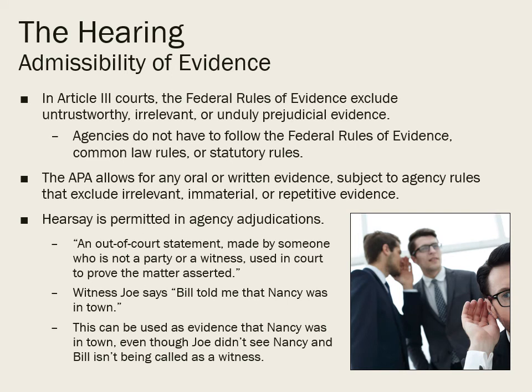In an Article III court trial, the federal rules of evidence prohibit the introduction of untrustworthy evidence, irrelevant evidence, or unduly prejudicial evidence. But agencies don't have to follow the federal rules of evidence for the most part, and instead, they can listen to or review any oral or written evidence subject to a handful of rules that do prohibit irrelevant or excessively repetitive evidence. One of the historic differences between agency adjudications and Article III court trials is that hearsay is permitted in agency adjudications, but not in court trials.